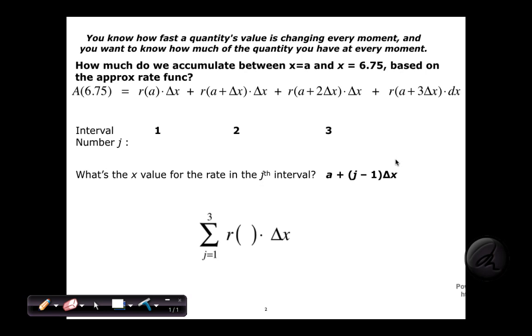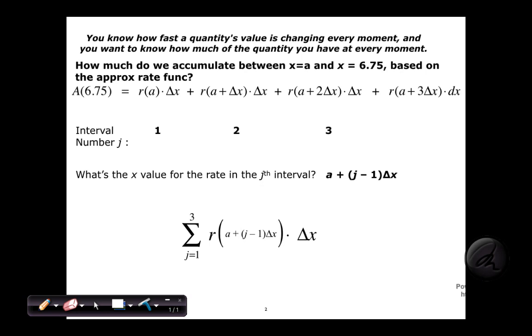If we can set this up so that the variables work the way we want them, it makes the formula a little messy, but then it's easier to understand. Substituting in 2 gives me something about a second interval. So if I put that in as the argument within my sum, then my rate evaluated at a plus j minus 1 delta x.